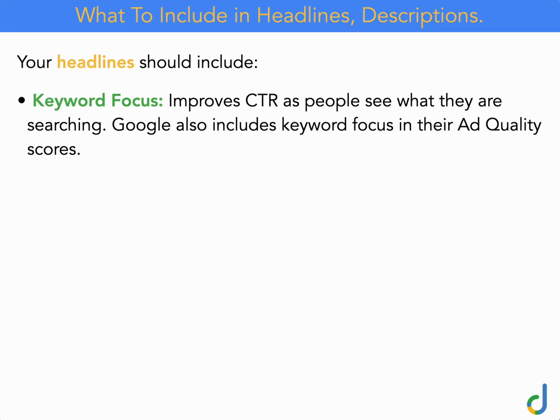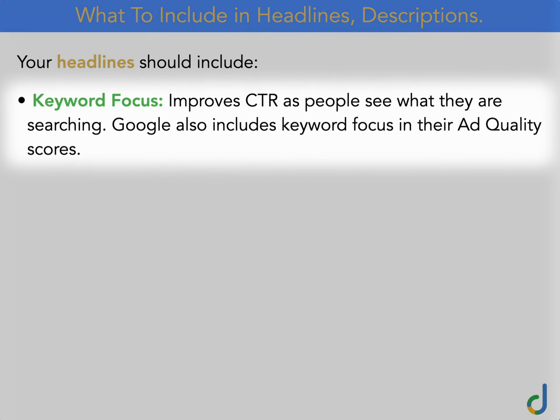Now let's talk about what your headlines need to include. So your headlines should include four main things. Firstly, a keyword focus. Now this helps to improve your click-through ratio as people see what they are searching. Now remember from the first module that Google also includes keyword focus into the ad quality score, so it helps with your ad rank. The way that I want you to think about this is if you were doing a search for air conditioning installation and then you saw an ad which said air conditioning installation, automatically it's giving you that confidence that this ad is relevant to what I've searched. So it's all about having that relevancy.